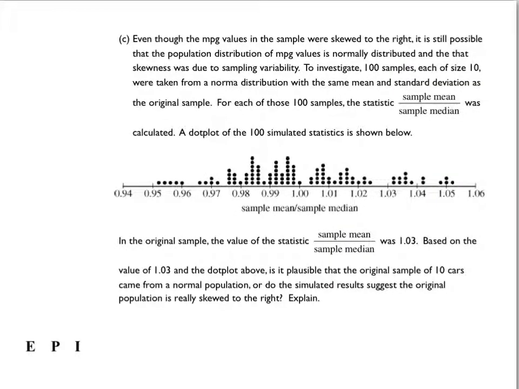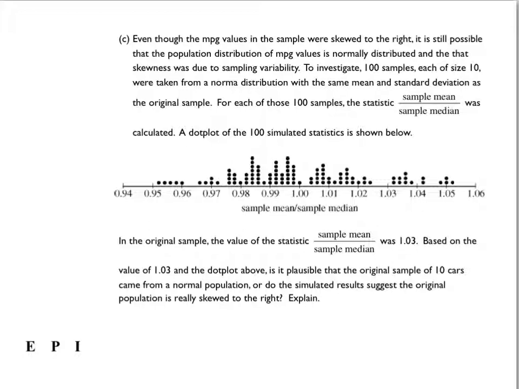If we jump into part C, it says even though the MPG values in the sample were skewed to the right, it is still possible that the population distribution of MPG values is normally distributed and that the skewness is just due to sampling variability. What that means in essence is we just happen to get an unlucky sample that looks skewed, but really the population could still be normal.